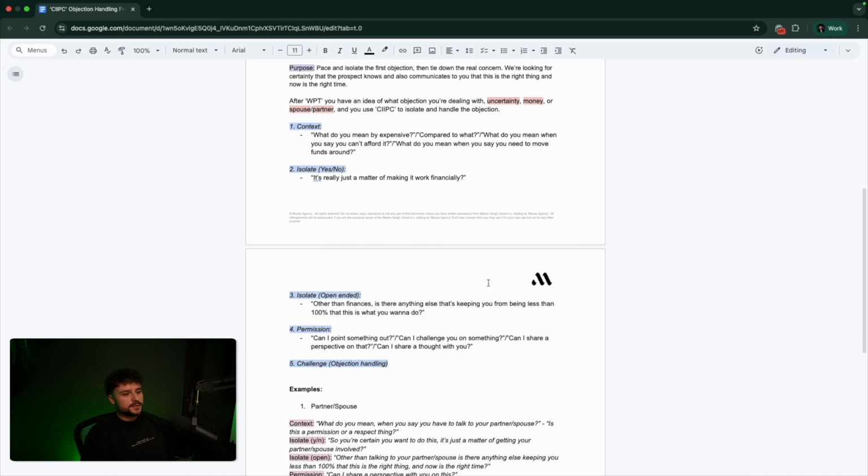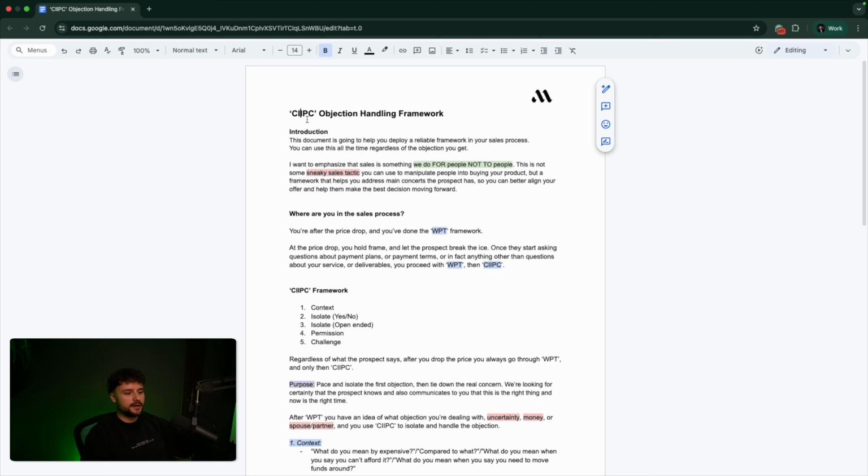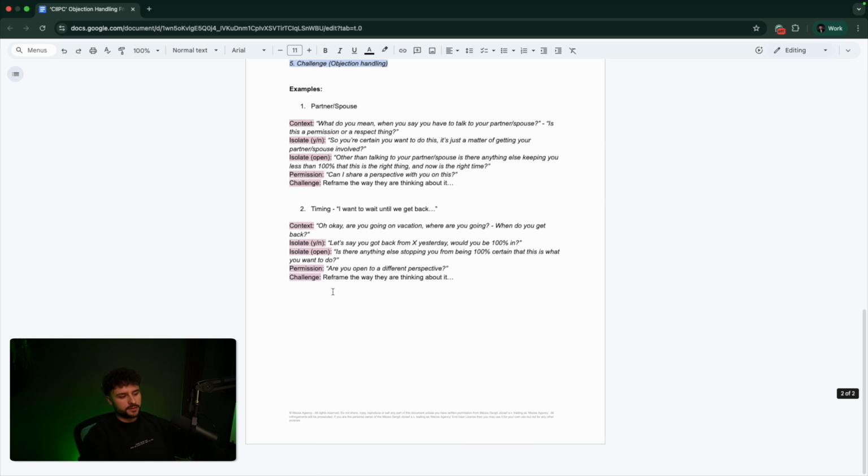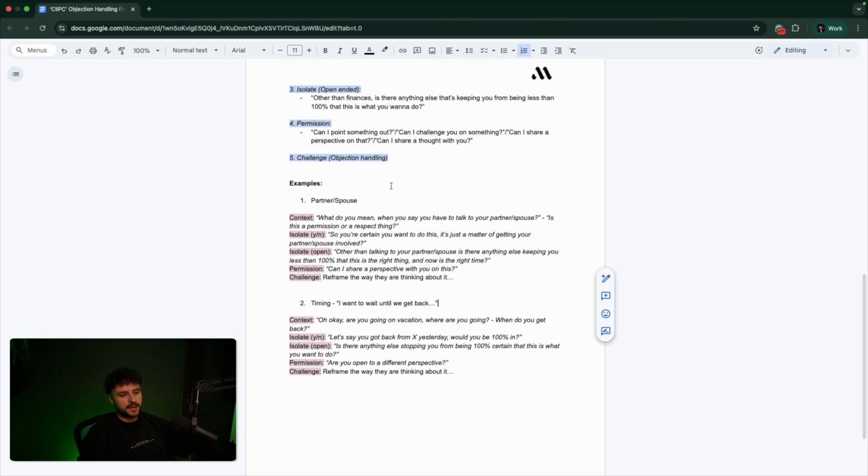So this is the CWIPC, guys. Make sure to dial down the WPT framework first, and then you can master the CWIPC. But you can use these two for literally anything. So any kind of objection you get, you always slide into WPT and then CWIPC first, and then you handle the actual challenge. And if you want to see how to actually handle the reframes of the thinking, whether it's timing, uncertainty, partner, spouse, or finances, just check out the specific dedicated videos on that, because that's a whole separate story.